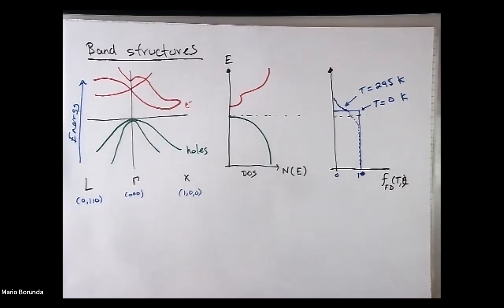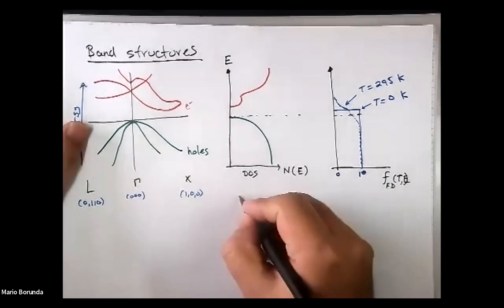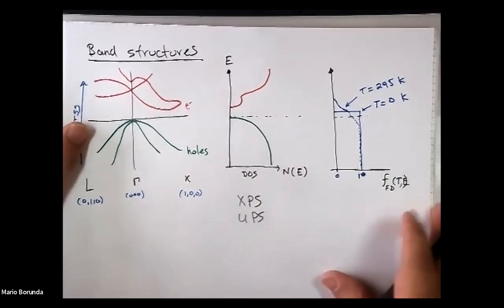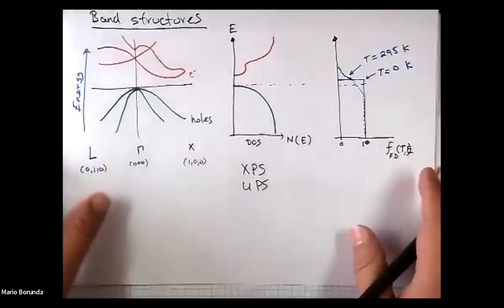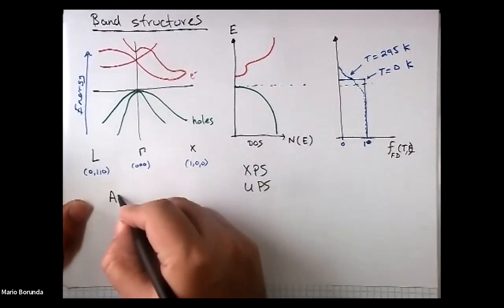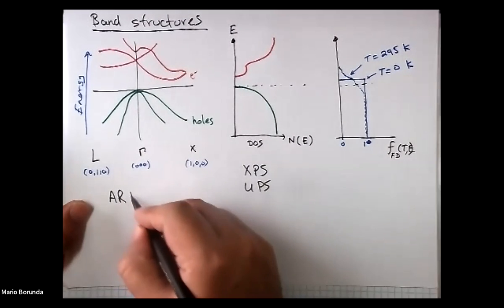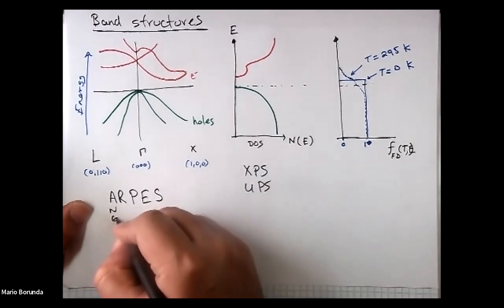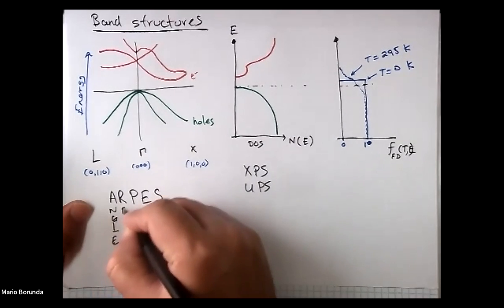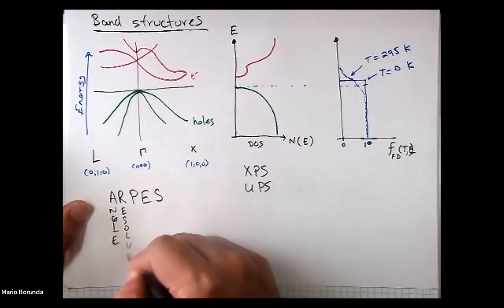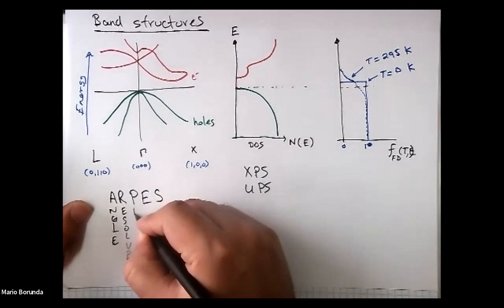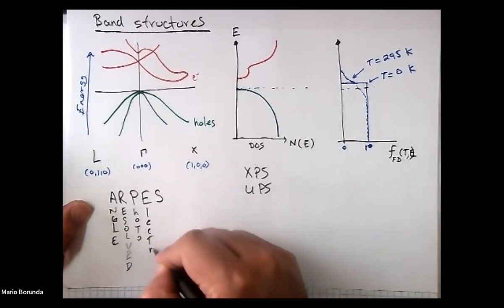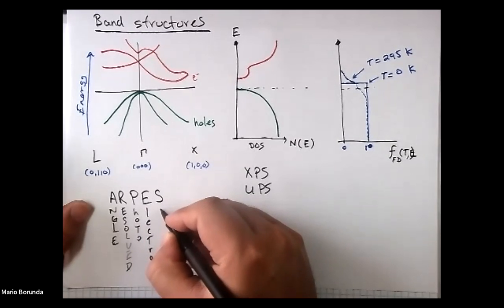So we have XPS and UPS can do this kind of setup, X-ray photoelectron spectroscopy. And then this one is called ARPES, which is angle resolved photoelectron spectroscopy.